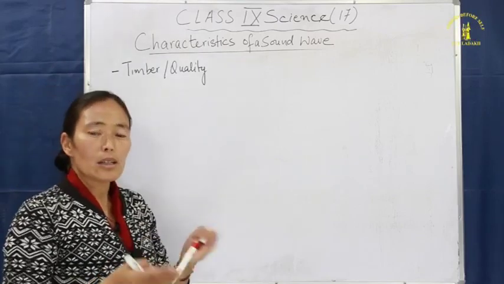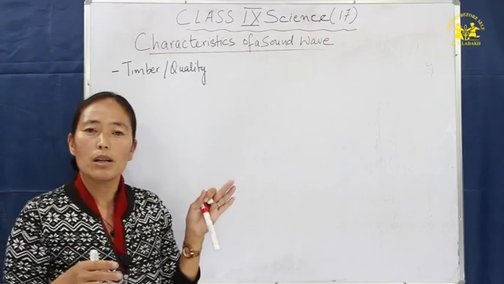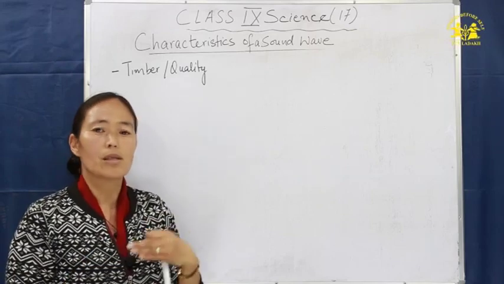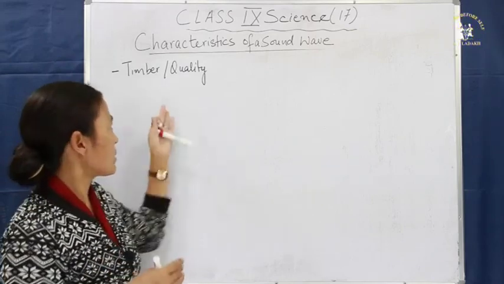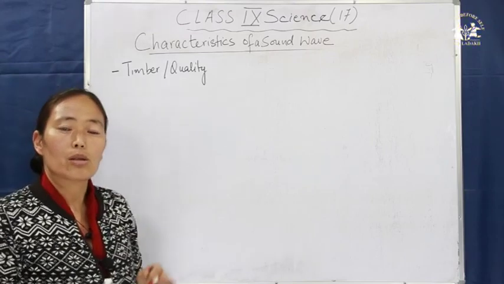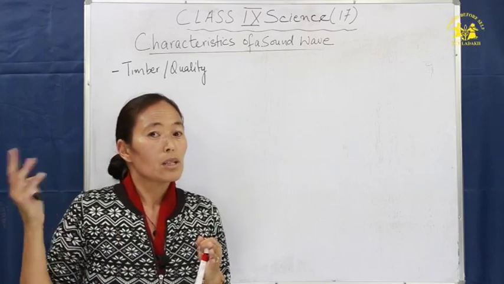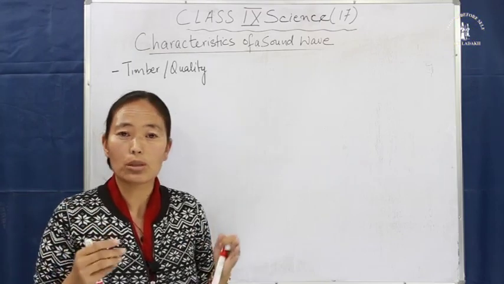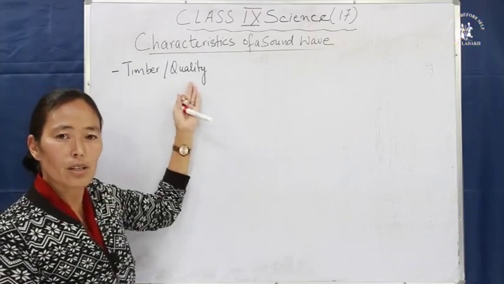Because the quality of sound is different in each musical instrument, we can tell them apart. The quality of sound is timbre.